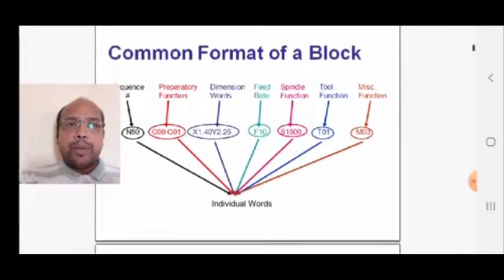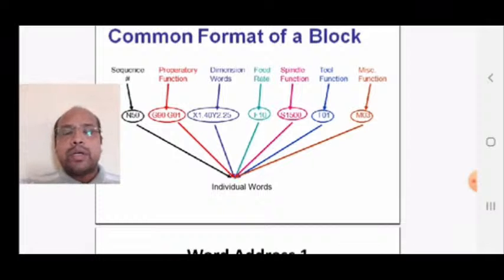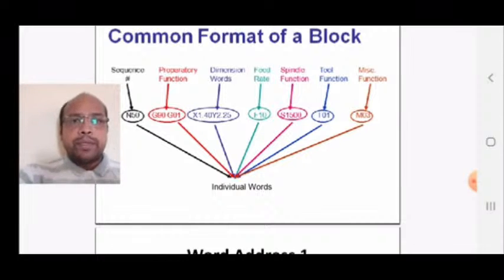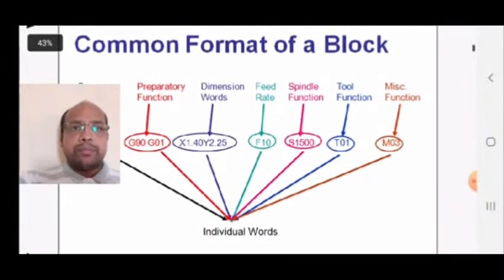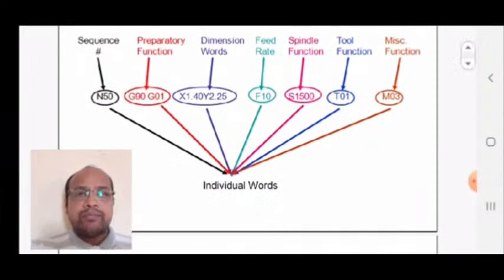Now, the common format for a block. Block means a line of the part program. So in the line of the part program, first of all we have to define the number of the line, that is called the block number. Here in this diagram it is shown as N50. So N50 indicates the 50th line.